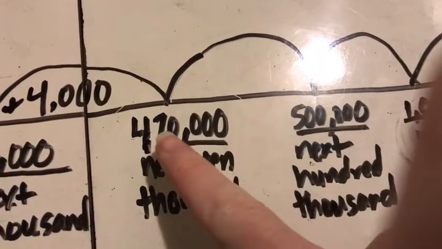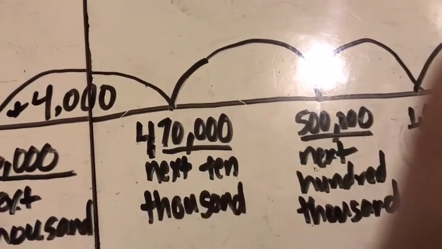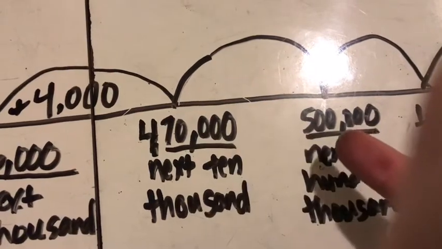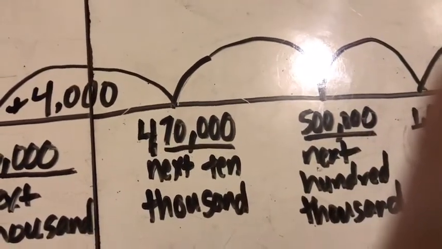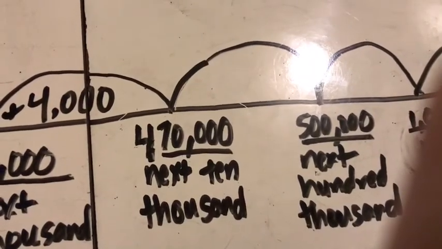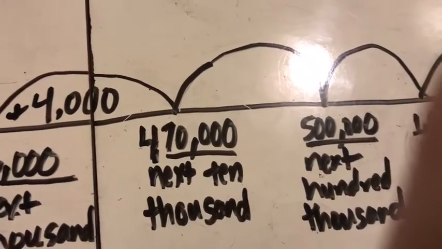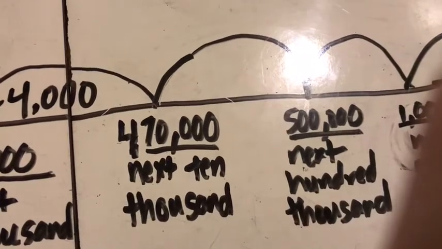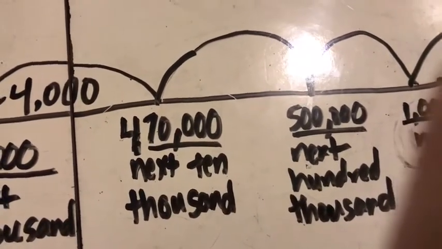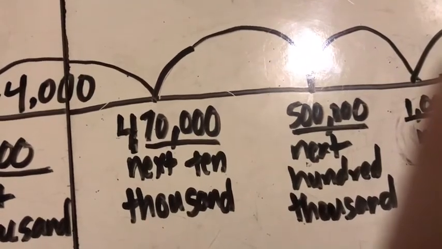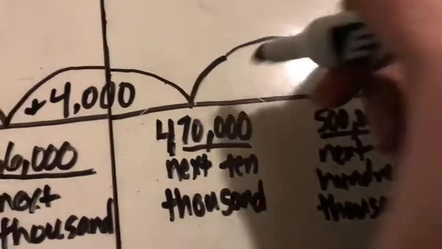500,000, I'm thinking 70,000 plus how much more gets me to my next 100,000. So I can think 70,000 plus what is 100,000? 7 plus 3 is 10. So 70,000 plus 30,000 would get me to 100,000. So 470,000 plus 30,000 will get me to 500,000.